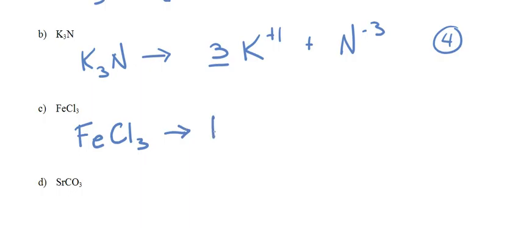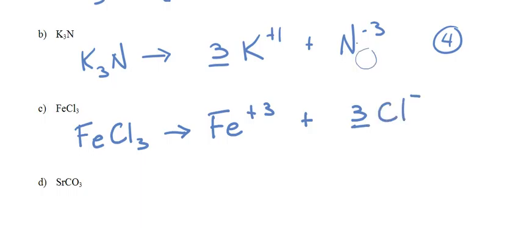When this breaks apart, we have the iron, the +3 charge, and we have 3 chlorines. Now, I didn't mention it up here. Why do I not have a 2 there for the nitrogen?